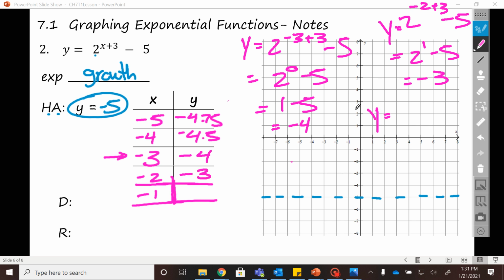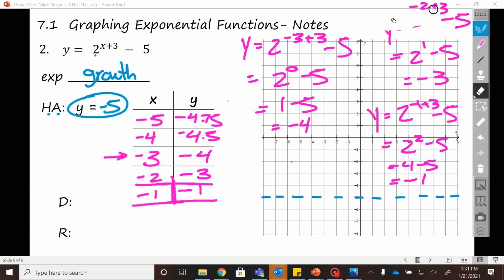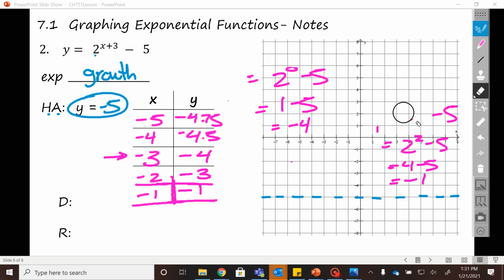And then we'll plug in negative 1. 2 to the negative 1 plus 3 minus 5. Just 2 squared minus 5. 4 minus 5, which is negative 1. All right, now we have all of our ordered pairs, and we can create our graph here.